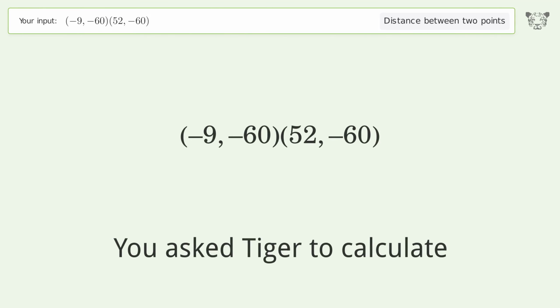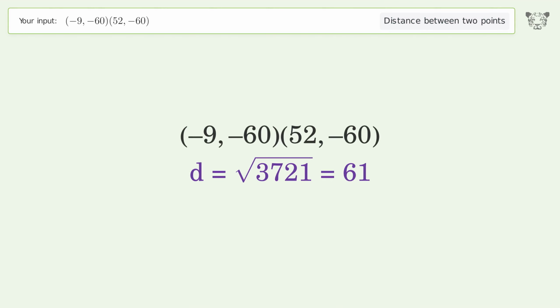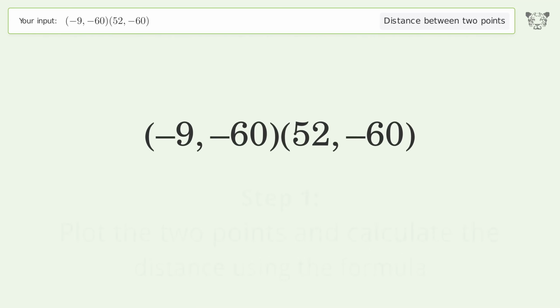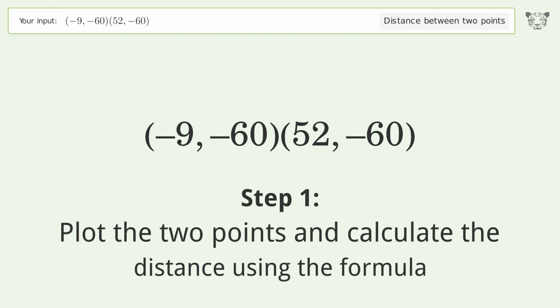You ask Tiger to calculate. This deals with the distance between 2 points. The distance between the 2 points is the square root of 3,721 or 61. Let's solve it step by step. Plot the 2 points and calculate the distance using the formula.